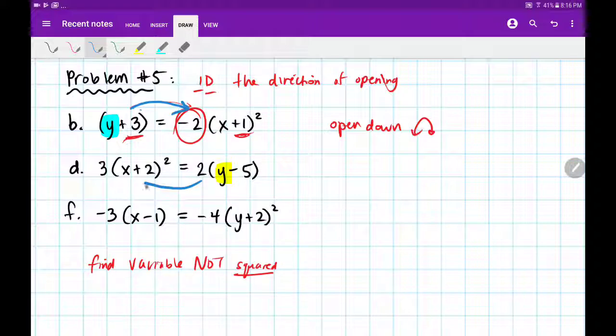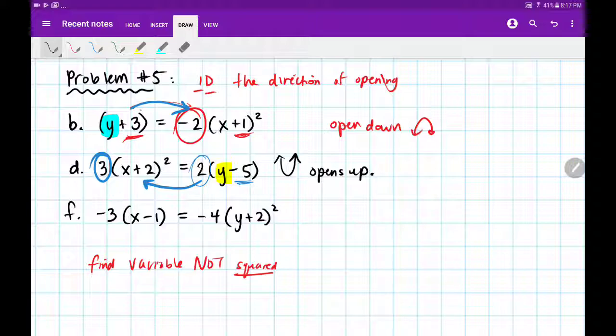Just like we said here, look at the other side of the equal sign. Don't be distracted by this 2. Don't even be distracted by this -5. It's a positive out in front. So we're going to be opening up, not down. Opens up.